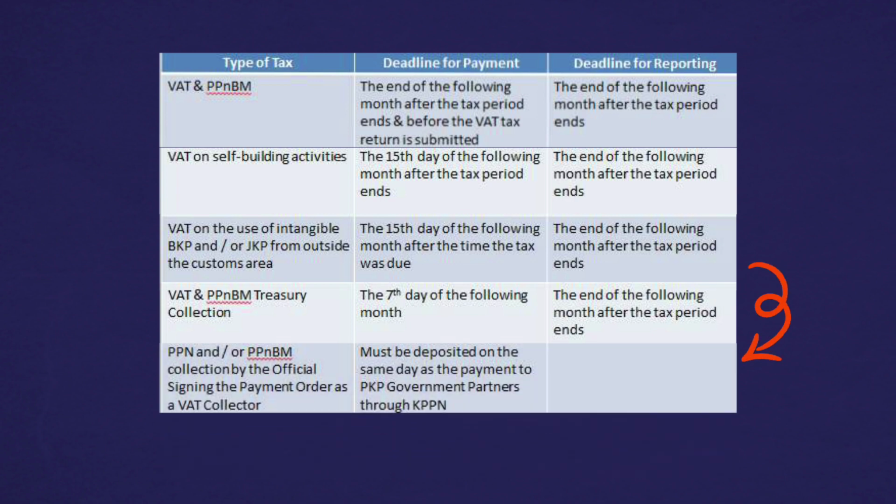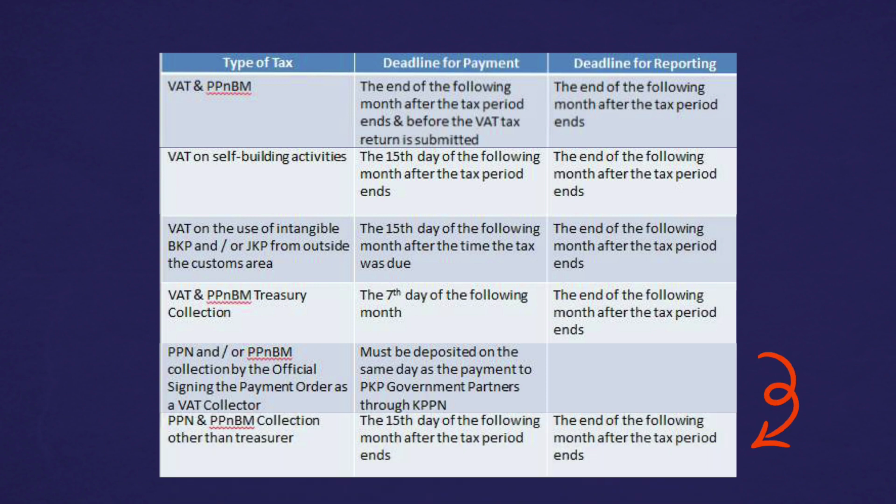Fifth, value-added tax and/or PPNBM collection by the official signing the payment order as a VAT collector. The deadline for payment must be deposited on the same day as the payment to PKP government partners through KPPN. And there's no deadline for reporting. And last but not least, VAT and PPNBM collection other than treasurer. The deadline for payment is the 15th day of the following month after the tax period ends, while the deadline for reporting is the end of the following month after the tax period ends.